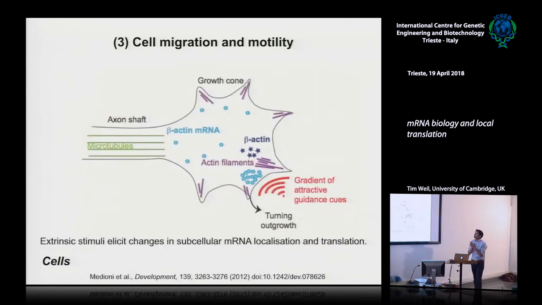In addition, when we're looking at migration and motility, this is an example from growth cones. So this is work from Christine Holt, among others, looking at a growth cone, and you get this localized population of actin through the localization of beta-actin RNA, and it's usually in response to some type of guidance cue, which will then cause these growth cones to move in a certain direction. So an external stimulus can give a change in where we localize the RNA and where it becomes translated, and that then leads to movement.